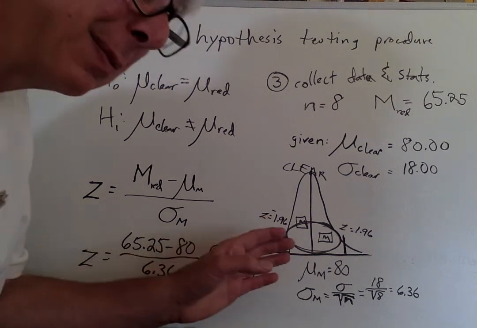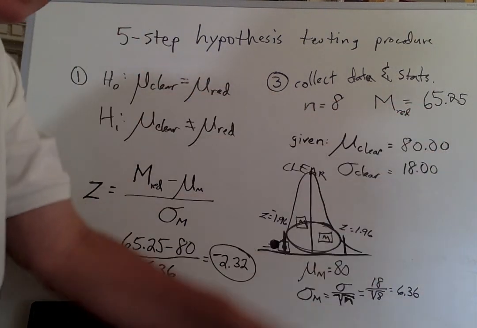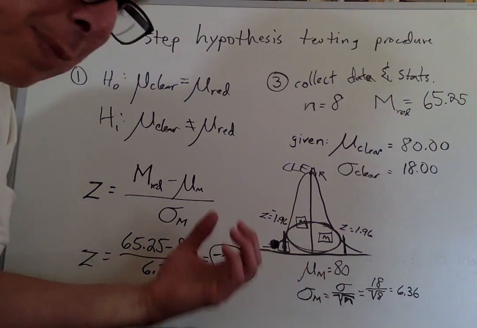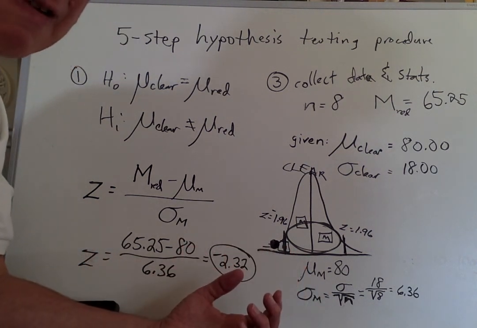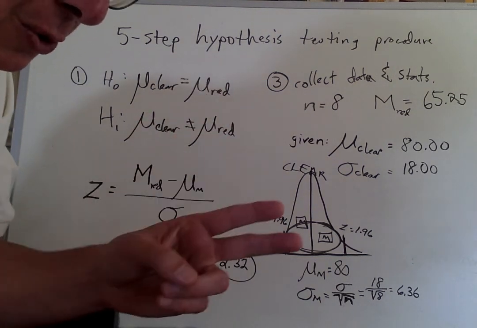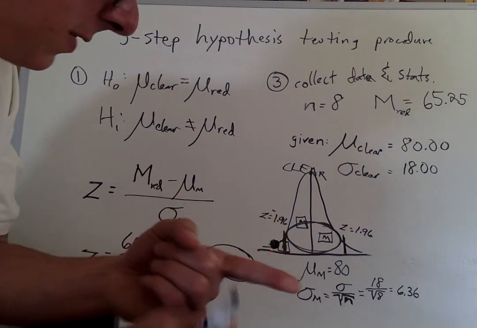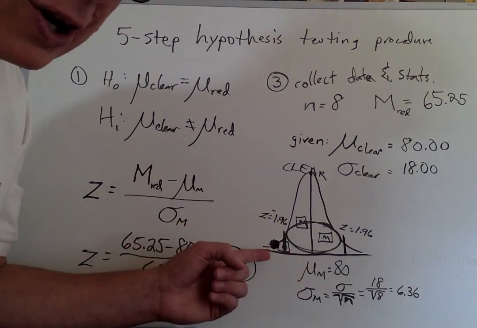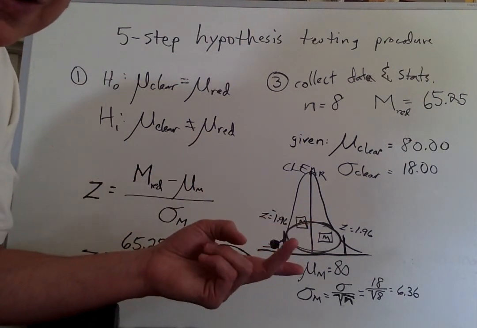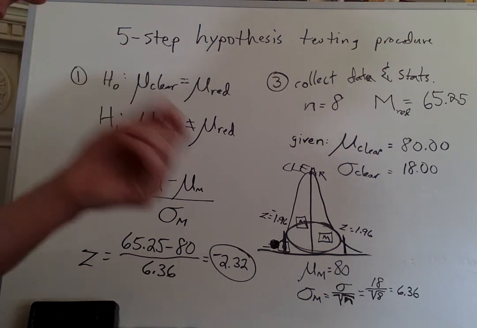Is it possible that a clear group would give me a mean like this? Yeah, but it is so unlikely. I mean, that's in the bottom 2.5%. So I have two possibilities. Either the red food coloring didn't make a difference and I got a really, really weird group, or the red food coloring did make a difference. It caused the sweetness to be rated lower.